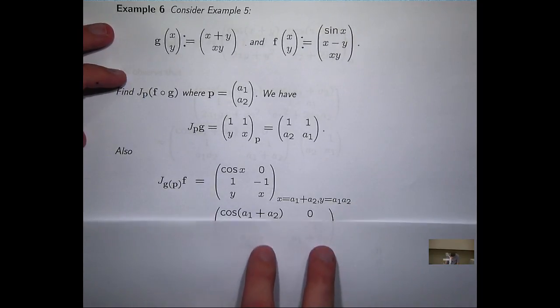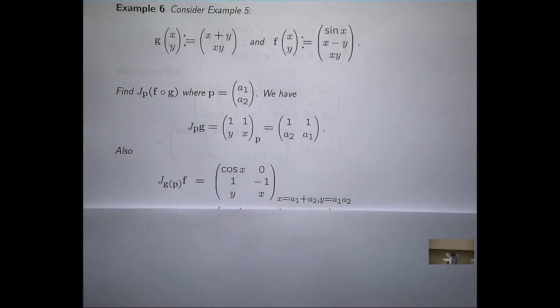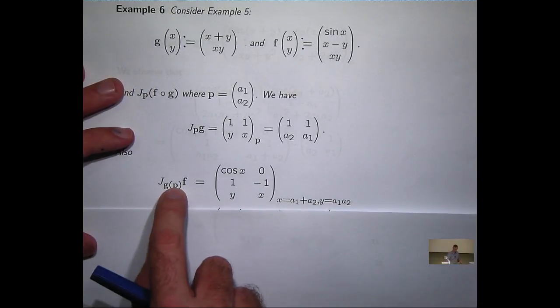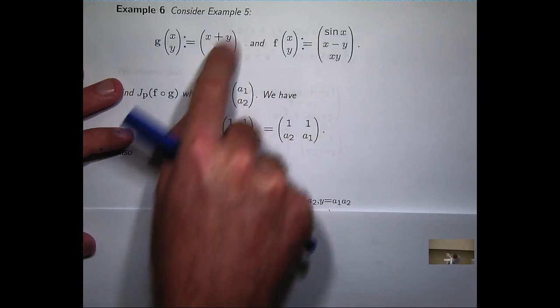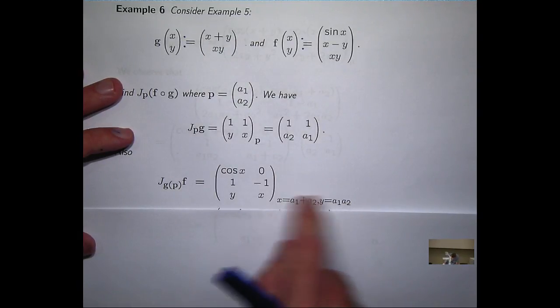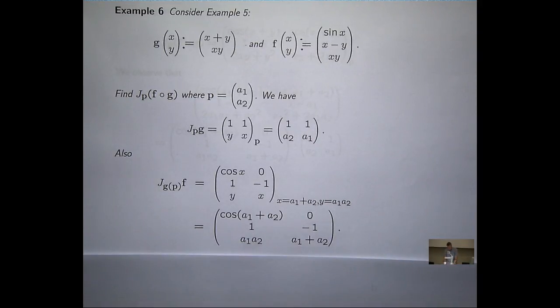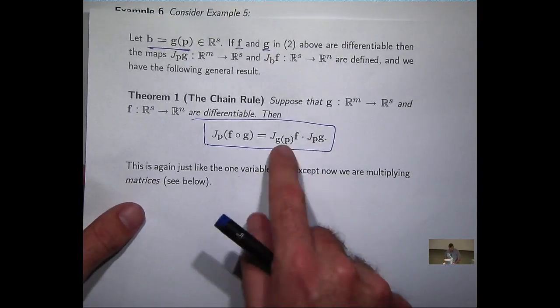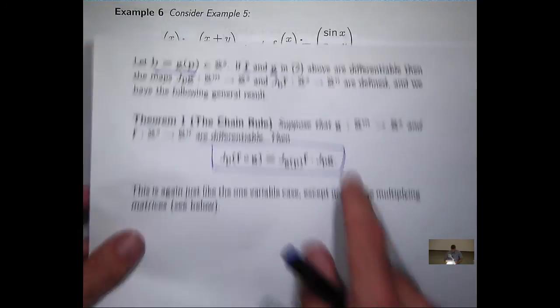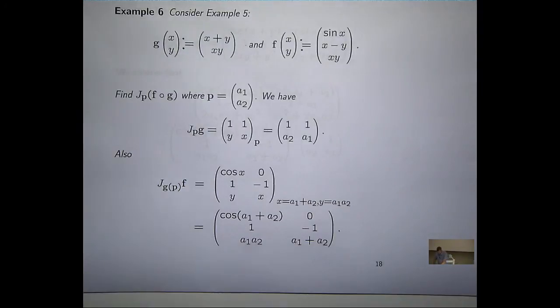If I work out the Jacobian of F, again, just go through and calculate the derivatives that you want. Now, this is evaluated at G of P, so A1, A2 goes in here, and that's how you get these two points. So if you sub in for X, sub in for Y, you'll get the following. So that's the right-hand side of this. All we've got to do is multiply them together and then compare it with that.